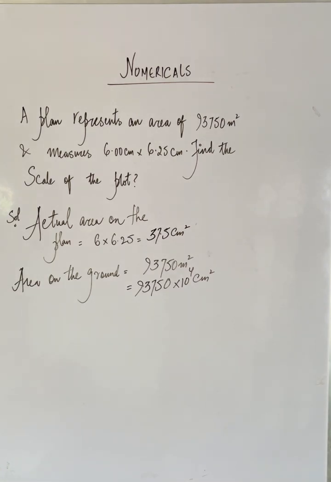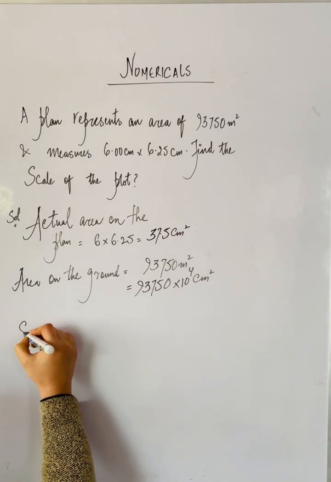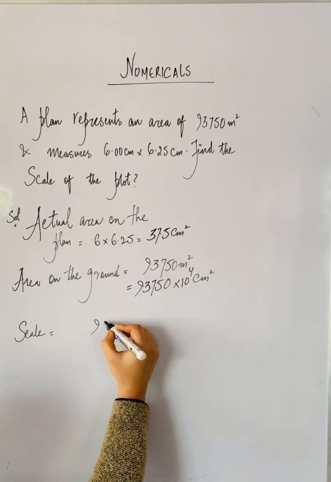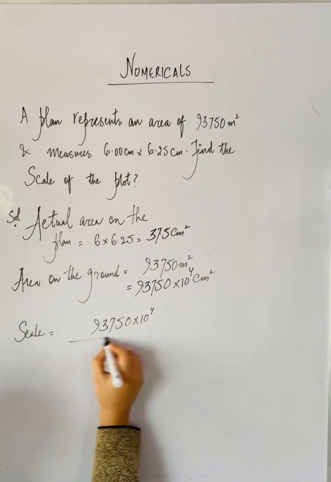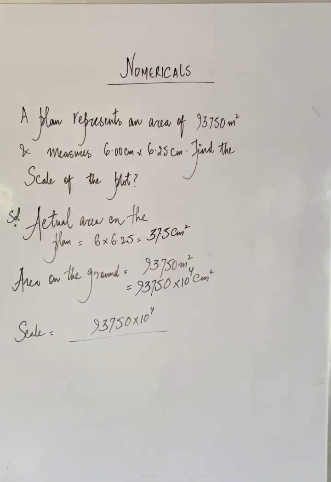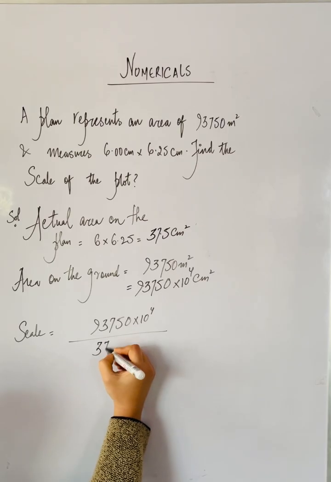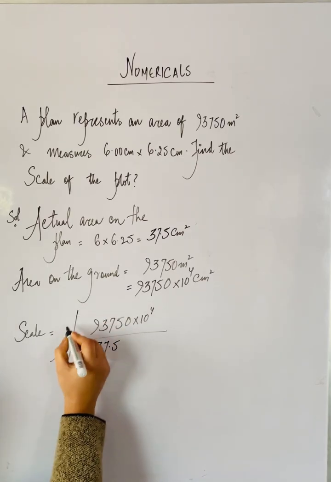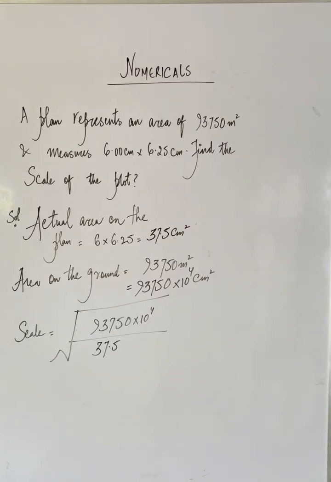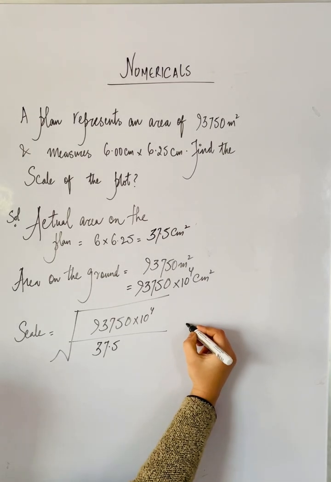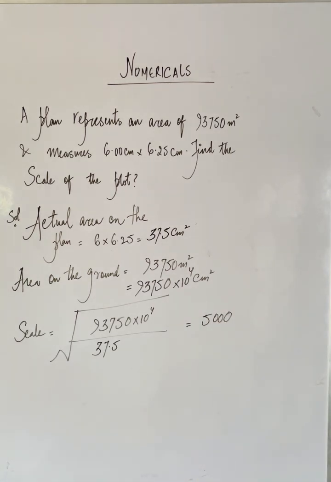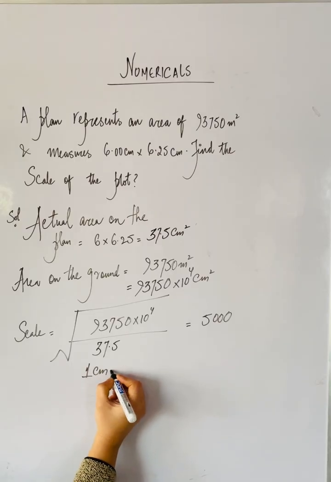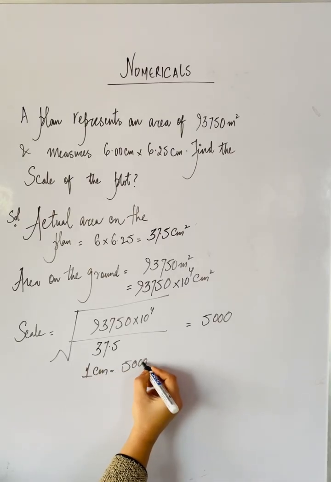Now what we have to do? We have to find the scale of this plot. Scale is 93750 into 10 raised power 4 divided by 37.5. But since we are dealing with the area, square root of it, and it comes equivalent to 5000, right? So the scale is 1 centimeter is equal to 5000 centimeters.